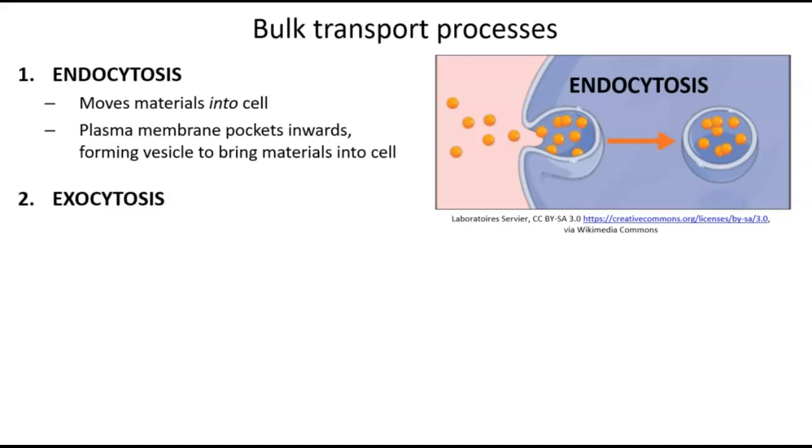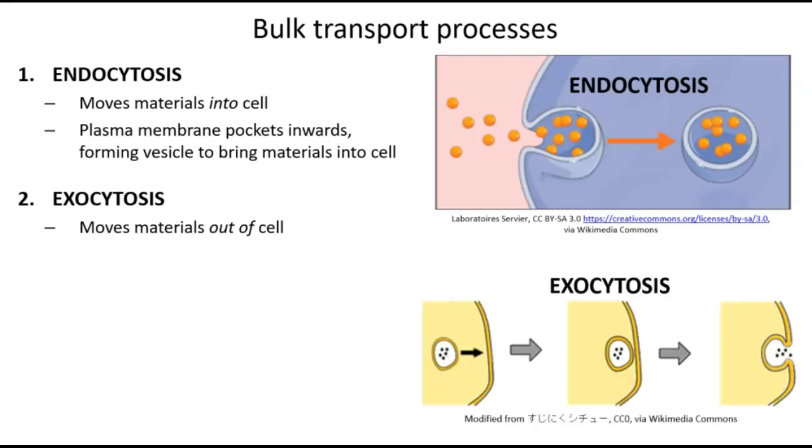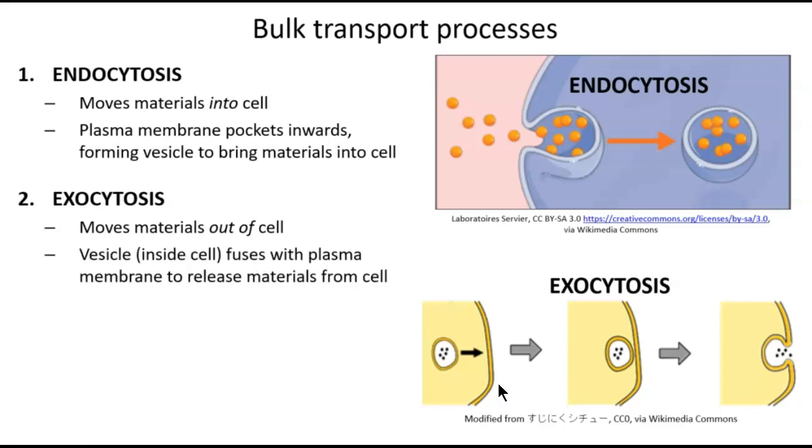The other bulk transport process is pretty much the opposite. It's exocytosis, exo meaning outside. So this is a process that moves materials out of cells. So this diagram on the bottom here shows exocytosis. It starts with a vesicle inside the cell containing a substance that needs to get to the outside of the cell. So this vesicle moves to the membrane and then fuses with the plasma membrane and releases the material to the outside of the cell.